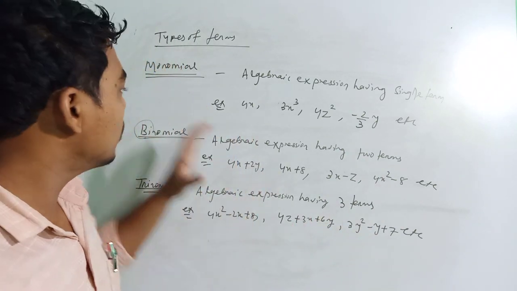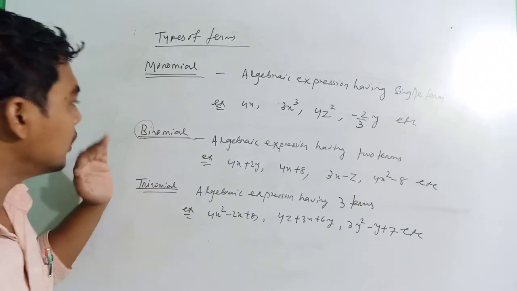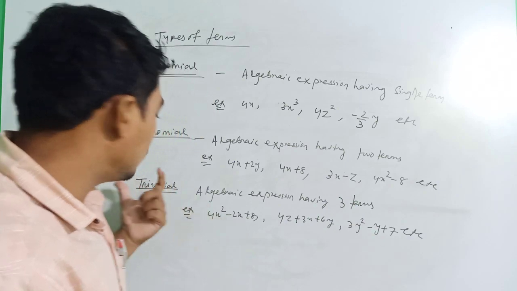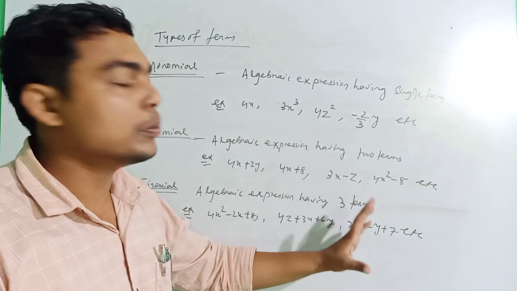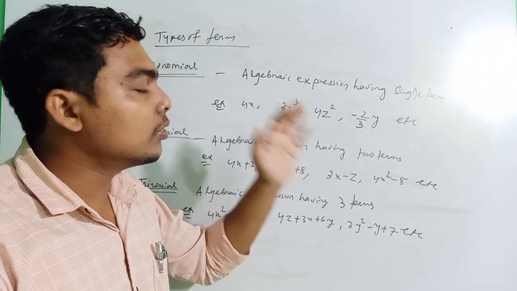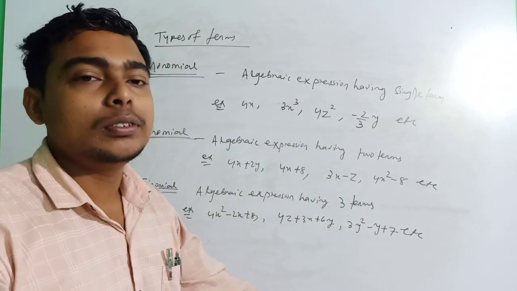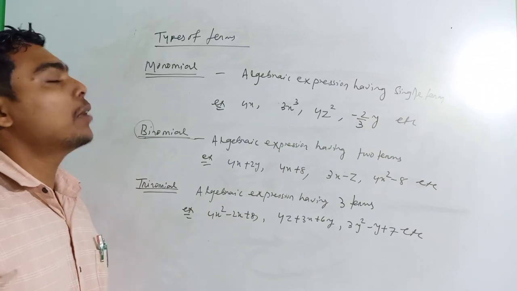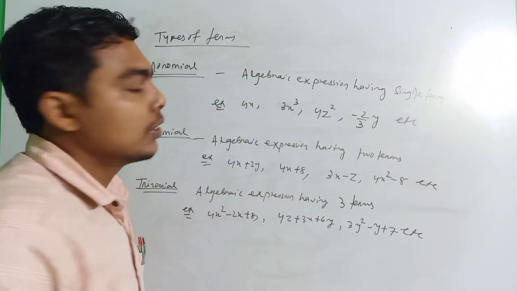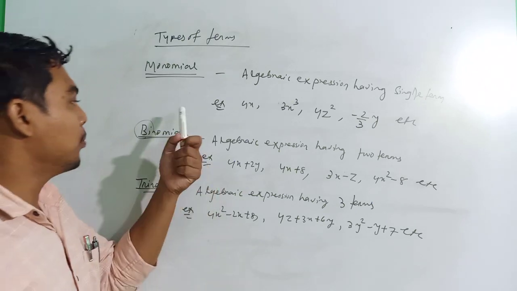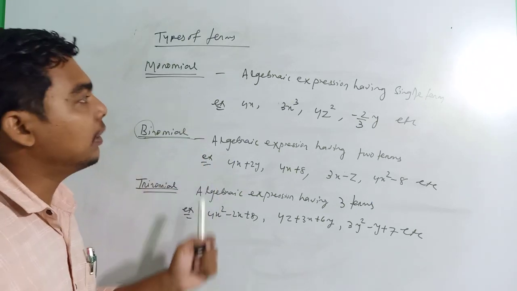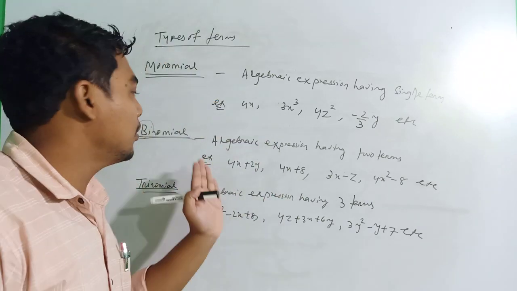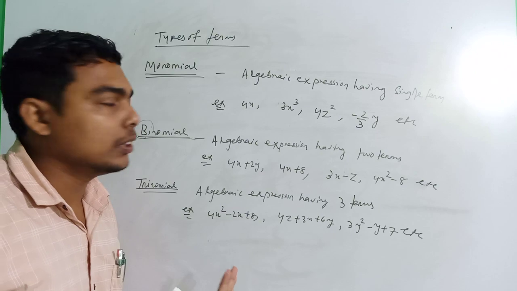Basically we learn about monomial, binomial and trinomial. These three we learn; having four terms is quadrinomial, then 5 terms, 6 terms, and so on. Now we learn about multiplication of algebraic expressions, which may be monomial, binomial or trinomial. First we learn about multiplication of monomials, then binomials, then trinomials.